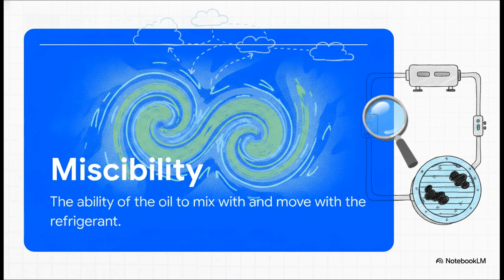First up, we've got miscibility. Now, refrigeration oil doesn't just pump itself. It has to ride along with the refrigerant vapor as this sort of entrained mist. Miscibility is simply the ability of that oil to effectively mix with the refrigerant at various temperatures. If the oil and refrigerant separate too much, especially in a cold evaporator, well, the oil just gets stranded there and never actually makes it back to the compressor.